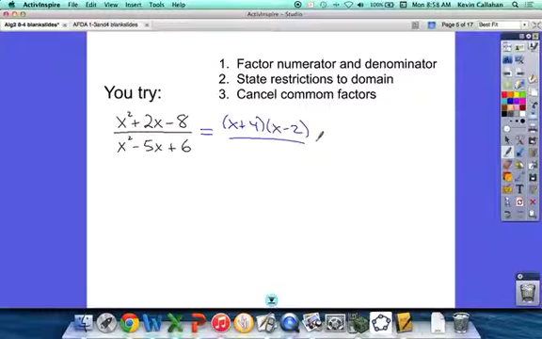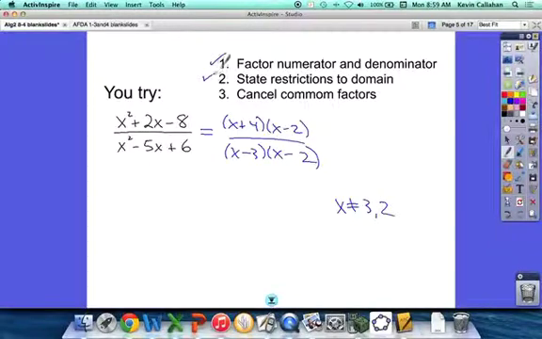What are the factors of positive 6 that add up to negative 5? Well, let's see. If the last number is positive, then either both numbers are positive or both numbers are negative. Since they add up to a negative number, they're negative. So it's negative 2, negative 3. I'll go x minus 3 times x minus 2. That's the check. State restrictions to the domain at this point. Before you start canceling, what would you say are the zeros of the denominator? 3 and 2. So you say, as a restriction, x does not equal 3, comma 2.